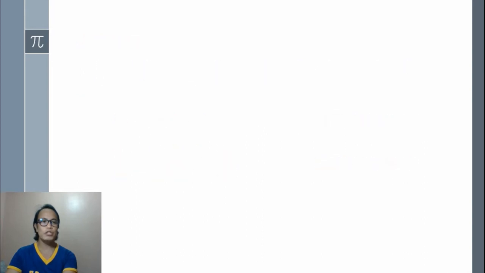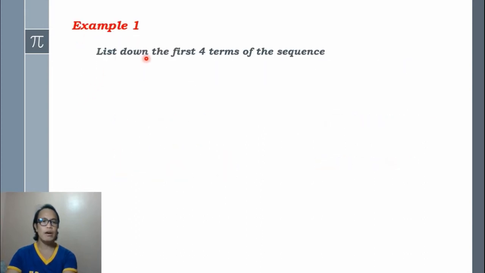Now let us proceed to our example number 1. We are going to list down the first four terms of this given sequence: a sub n is equal to 2n minus 1. Our a sub n here denotes the nth term of a given sequence.